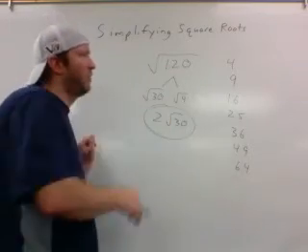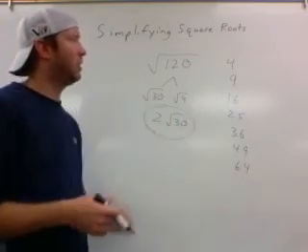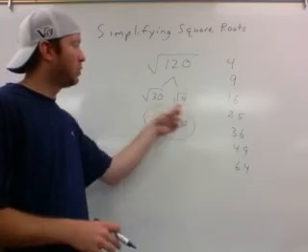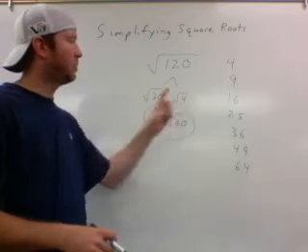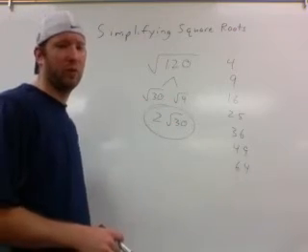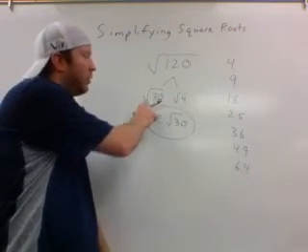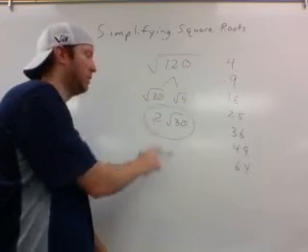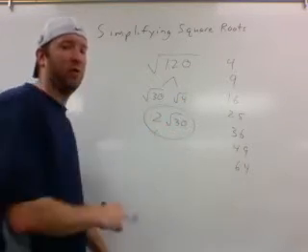So again, what I did is I found a perfect square that went into 120, which was 4, and it ended up being the biggest one. So I rewrote 120 as 30 times 4, both still underneath the square root. Then the square root of 30 can't be simplified, but the square root of 4 does simplify to 2, so my final answer is 2 square roots of 30.